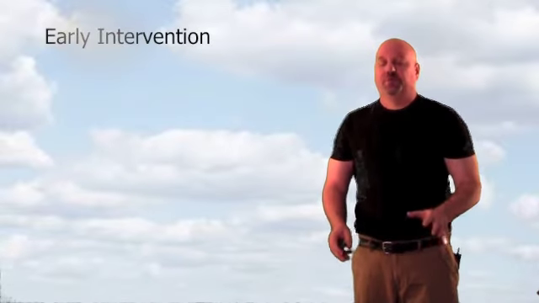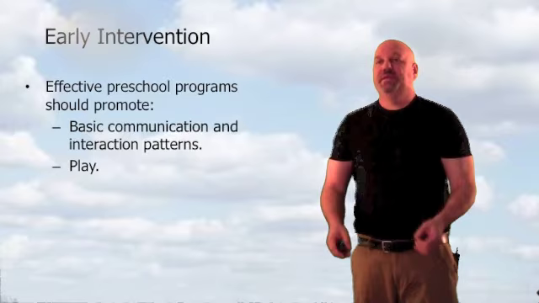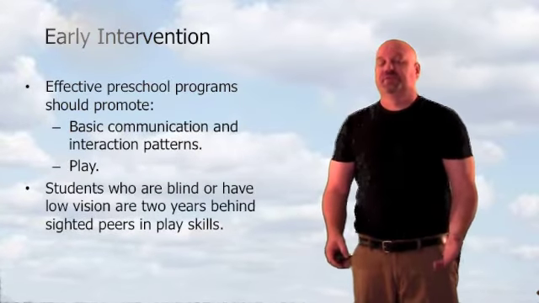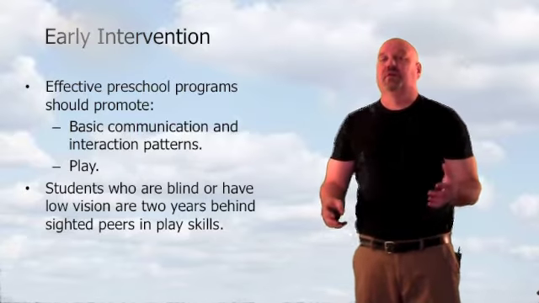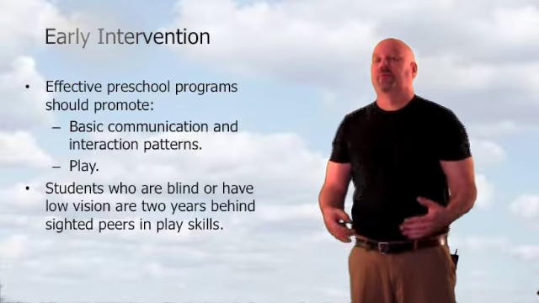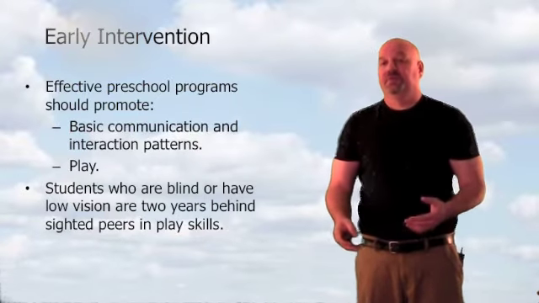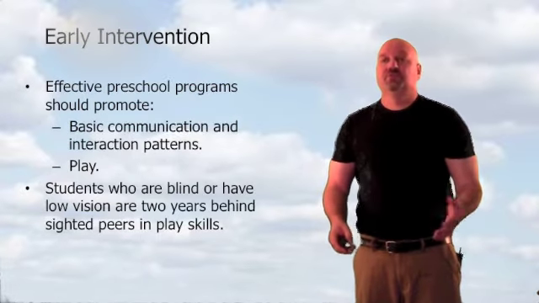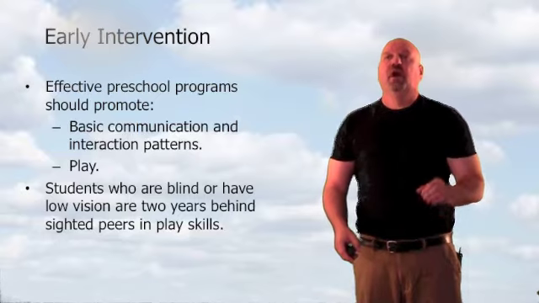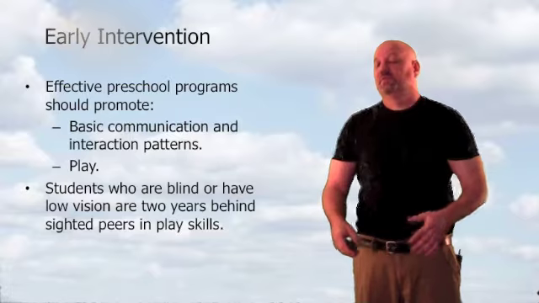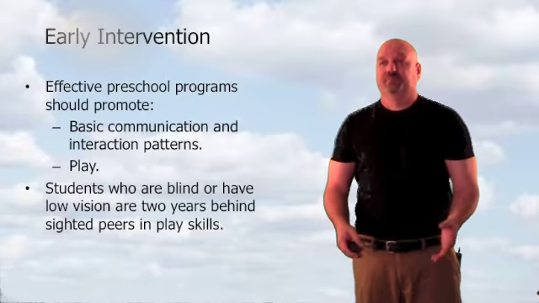So when it comes to early intervention, effective preschool programs should promote the following: basic communication and interaction patterns, teaching those critical social skills. It also should focus on a fair amount of play, so students get a chance to interact with their environment, interact with same age peers, and learn to communicate with others. And this is critical because students who are blind or have low vision are 2 years behind their sighted peers when it comes to play skills. So the more opportunities, the better.